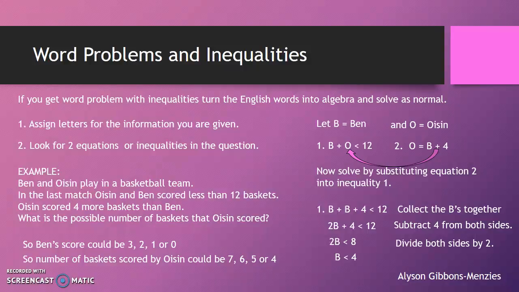If Ben scored 2, then Oisin would score 2 plus 4, which is 6. If Ben scored 1, Oisin scored 1 plus 4, which is 5. And if Ben didn't score, Oisin scored 0 plus 4, which is 4.